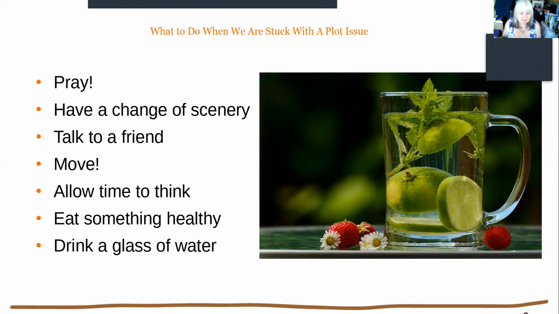Have a change of scenery. Do something completely different for a while. Doesn't matter what it is. Even if it's as simple as putting out the rubbish, or deadheading the flowers, or whatever it is, just for a few minutes, just get out and do something completely different. And you may find that when you've done that, you can come back with a fresh mind.